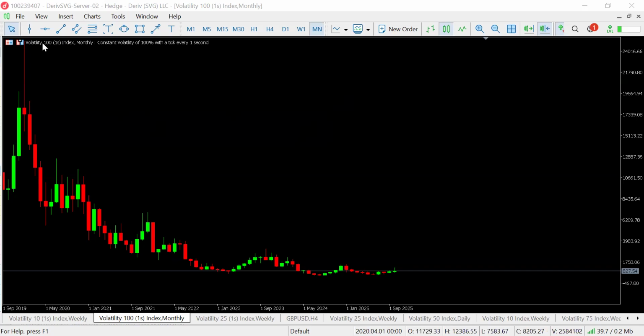And today I'm going to be looking at the DERIV synthetic index Volatility 101S index. And I'm currently on the monthly time frame. As you all know, I do my analysis using a pure price action trading strategy. So on the monthly time frame, we try to predict the direction of the market, or try to get our directional bias. We also, as much as we can, try to get our key zones.